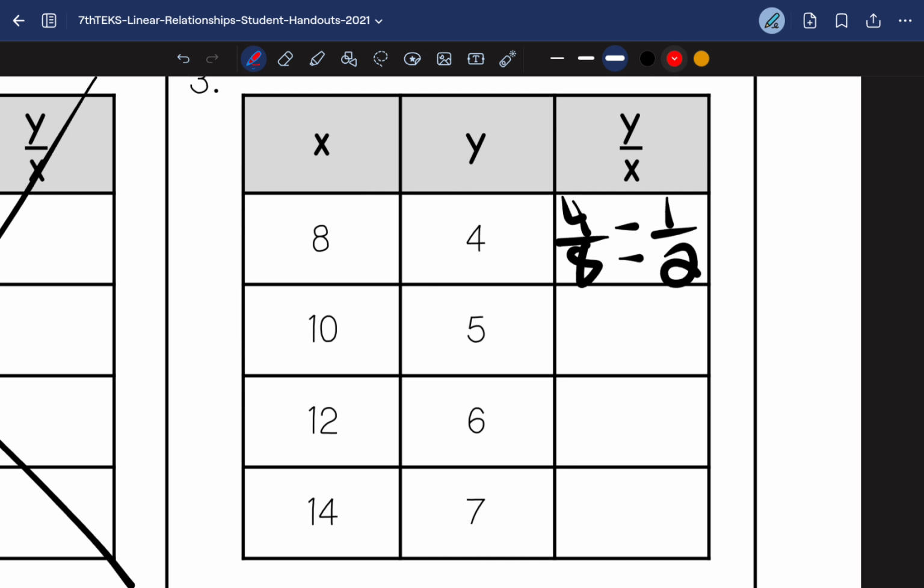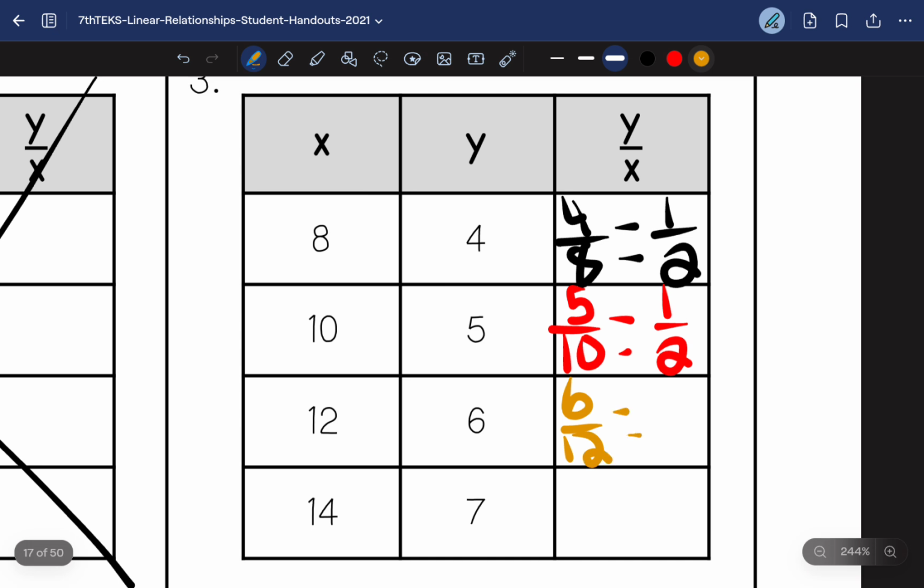The next ordered pair is 10, 5, but we have to write it as 5 over 10 because it's y over x. And that simplifies to 1/2. The next ordered pair is 12, 6. Again, we have to write it as 6 over 12, which simplifies to 1/2.